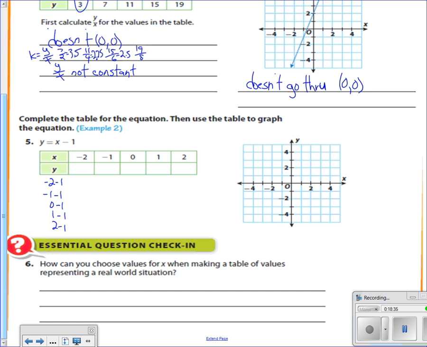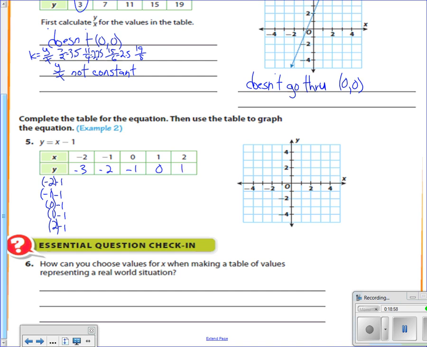That's our x values right here. Each one of these is our x in parentheses. So, negative 2 minus 1 is negative 3. Negative 1 minus 1 is negative 2. 0 minus 1 is negative 1. And 1 minus 1 is 0. 2 minus 1 is 1.